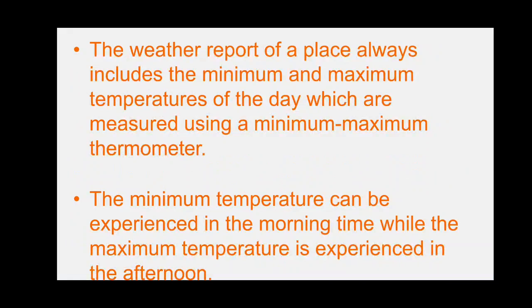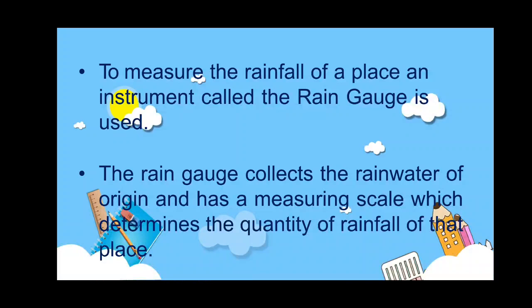The weather report of a place always includes the minimum and maximum temperatures of the day, which are measured using a minimum maximum thermometer. The minimum temperature is experienced in the morning, while the maximum temperature is experienced in the afternoon. So we use various instruments to measure the elements of weather. Previously we have seen that to check the temperature we use the minimum maximum thermometer.